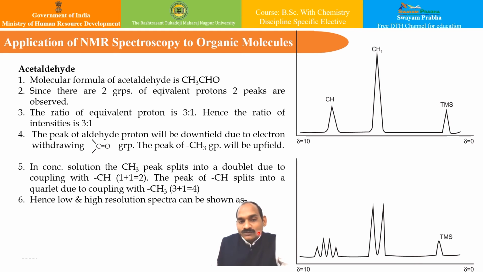In concentrated solution, this CH3 peak will be split into a doublet because of the presence of the CH group, one proton, adjacent to it. And this CH will split into a quartet because of the three protons adjacent to it. Hence the high resolution spectrum shows a doublet for CH3 and a quartet for CH.